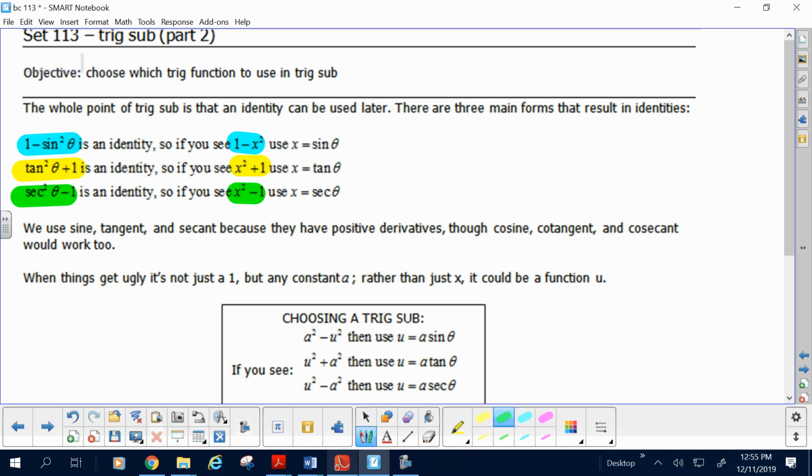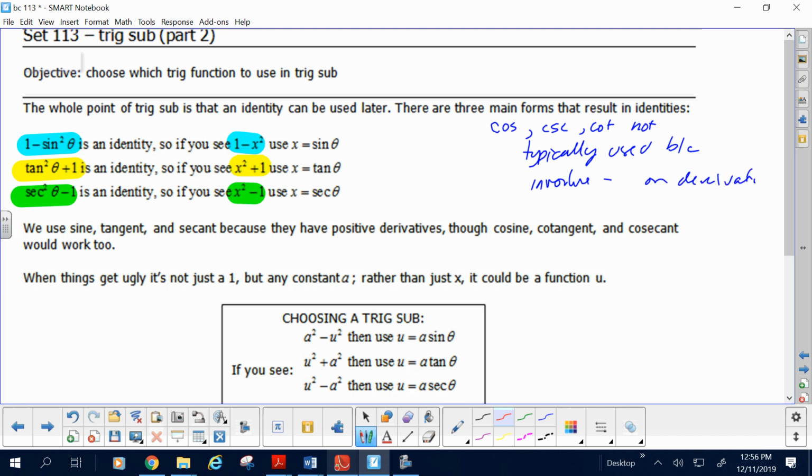Now notice that none of these involve cosine, cosecant, or cotangent, never the C's. We typically don't use them, if for no other reason than because they involve negatives on their derivatives. Cosine could be used anytime sine is, because 1 minus cosine squared is an identity too. But then the dx is negative, and it's just easier, okay? So the main substitution facts are either tangent, sine, or secant.